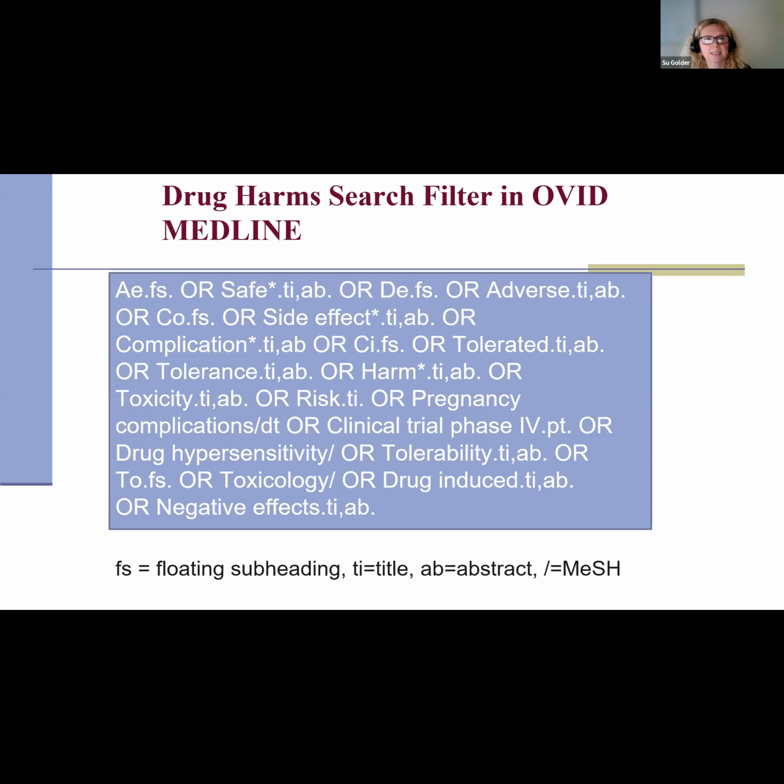So this is the filter currently available for Ovid MEDLINE. As you can see, this is for drugs. So this relies heavily on terms such as side effect and adverse effect type terms, and also toxicity, tolerability, drug induced. So these are the drug terms that are really useful.